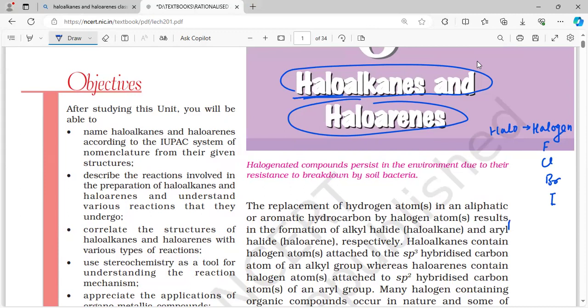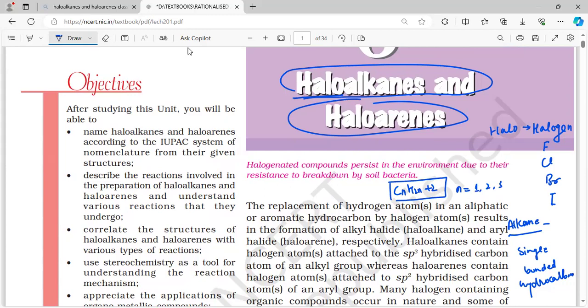Another term that is used is alkane. What is an alkane? Alkane is a single bonded hydrocarbon. What do you mean by single bonded hydrocarbon? The general formula is CnH2n+2, where n can be anything: 1, 2, 3. So firstly we are looking at the haloalkane, like CH3Cl, CH3CH2Cl. They are haloalkanes.